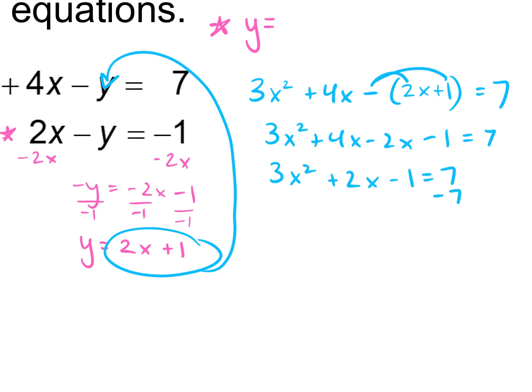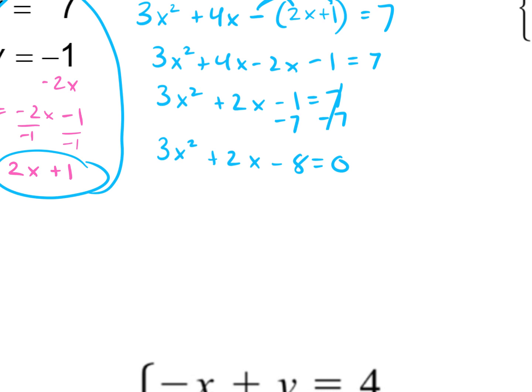Make it equal to 0. So I'm going to subtract 7 on both sides. So 3x squared plus 2x minus 8 is equal to 0. So we set it equal to 0 because we're going to want to factor.